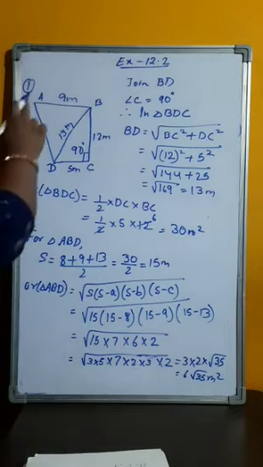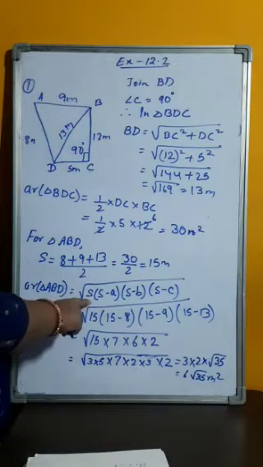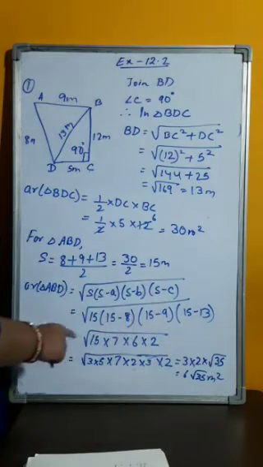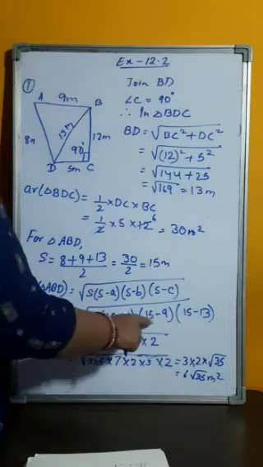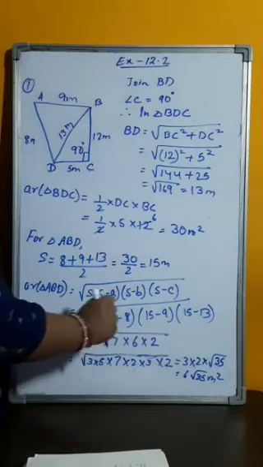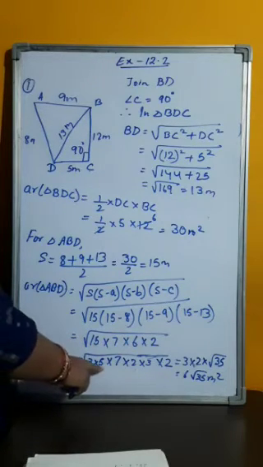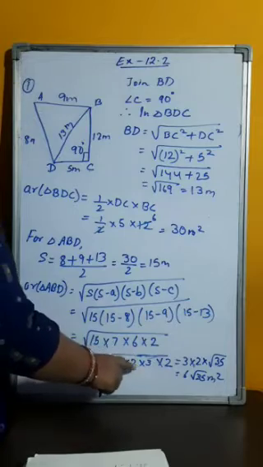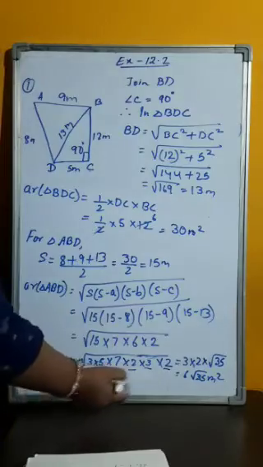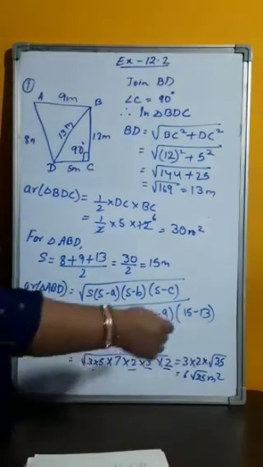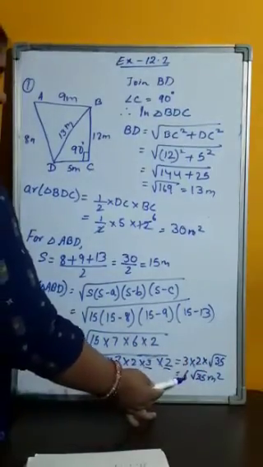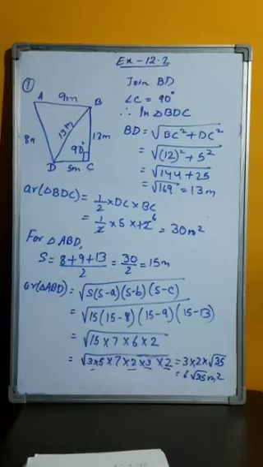Now we will calculate its area by Heron's formula: under root S, S minus first side, S minus second side, S minus third side. So it will be 15, 15 minus 8, 15 minus 9, 15 minus 13. So we have 15 into 7 into 6 into 2. Now 15 can be written as 3 into 5, 7 no change, 6 is 2 into 3, and 2. You can see two 2's are there and two 3's are there. So one 3 and one 2 will come out, and under the root we have 5 into 7, that is root 35. So it is 6 root 35 meter square.